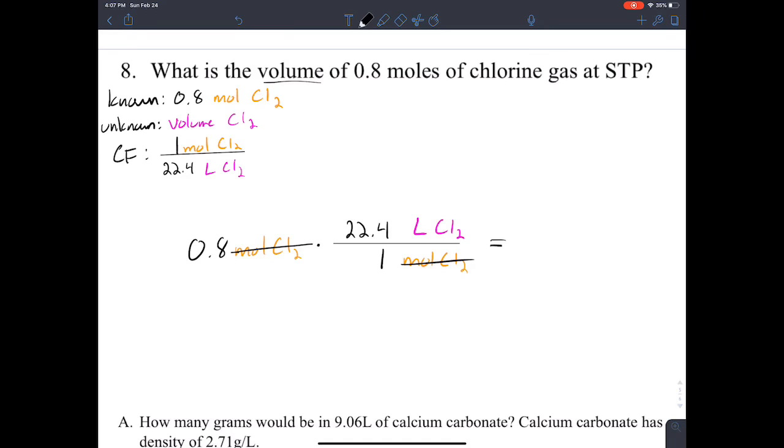And now this is one that a lot of you messed up with significant figures, because your answer you're going to get is 18 something, and a lot of you rounded to 18. But you see here you only have 1 significant figure. 18 has 2 significant figures, so you have to round this very broadly. You have to round it to 20 liters of Cl2. and that is your answer.